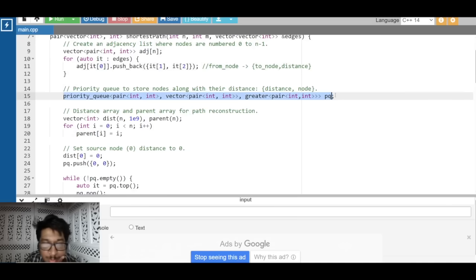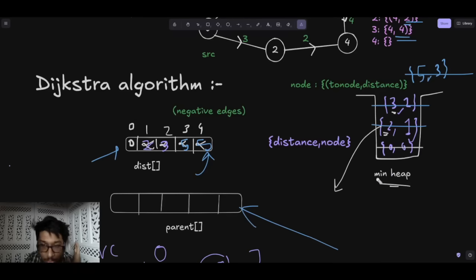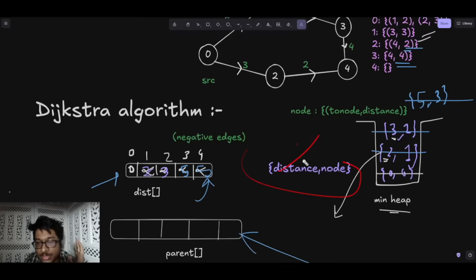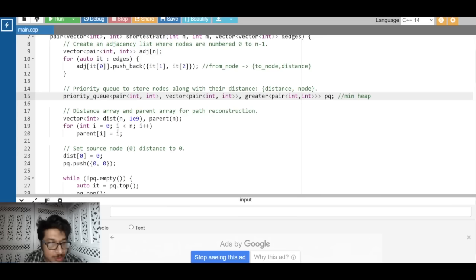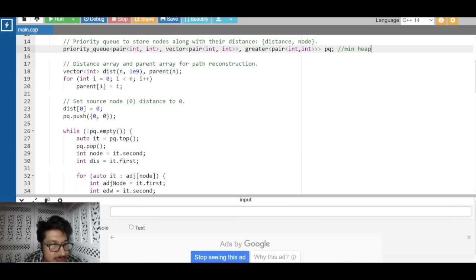Now we are going to take a priority queue. Okay, don't get confused by this syntax. This is the min heap. Min heap syntax is this, but this is not a normal min heap. This is a min heap of pairs: distance comma node. I don't need to sort it, but the top element of the min heap would be the one with the least distance. So that is why we used a pair in the min heap, right?